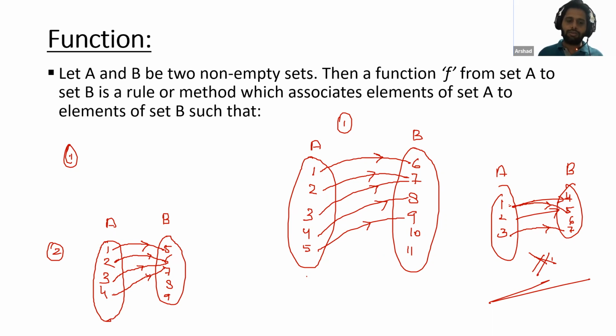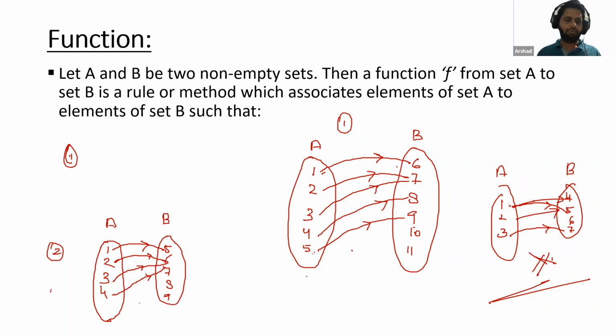What is the second condition? They should associate to a unique element. What is the first condition? All the elements which are present in set A should associate to elements of set B. So the first condition says that all the elements should be associated to elements of set B. That means there should not be any element which will not be linked with any element of set B. This is the first condition. The second condition says that this should link to a unique value.